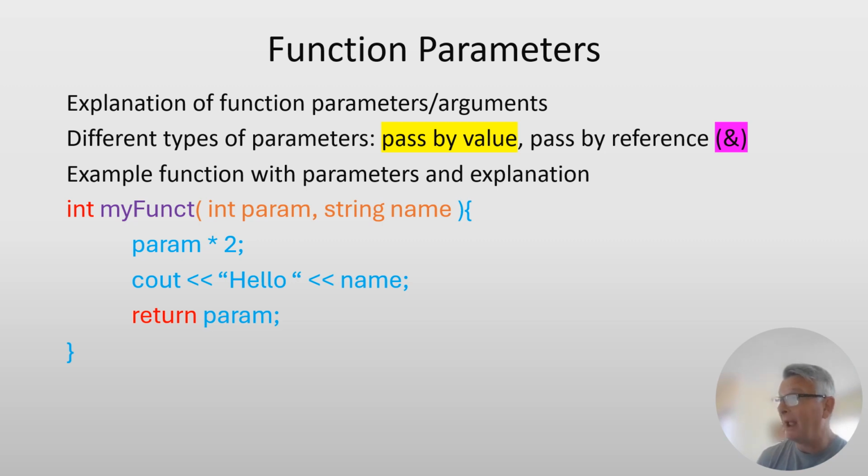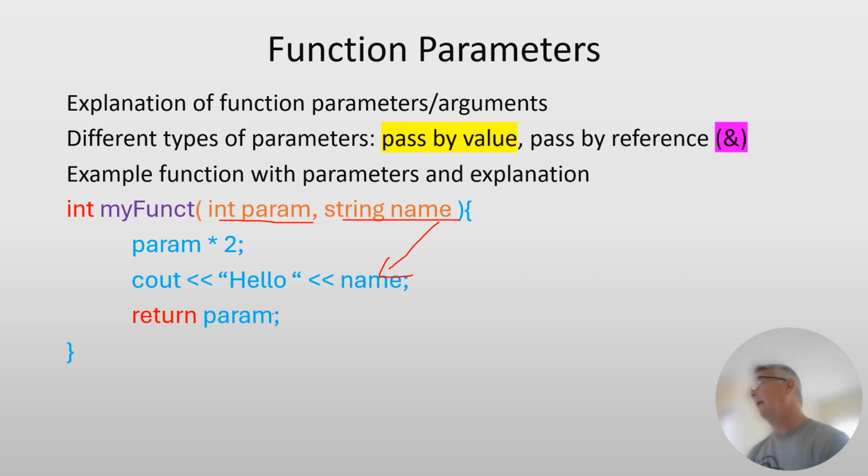So function parameters or arguments, there's different types of parameters. The ones that we're talking about right now are called pass by value. And this just means we are declaring variables. So when we pass into this function, we're going to pass by value because we're going to create brand new variables. We're going to create an integer variable and a string variable. And then this is just going to print hello, whatever we pass in. And then it's just going to return the param. Okay? Because it can't return a string because it has to return an integer. Data type has to match.